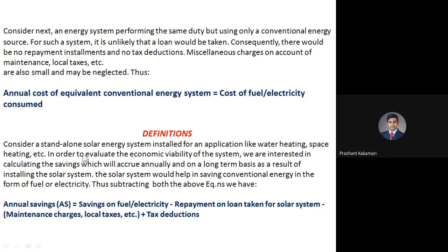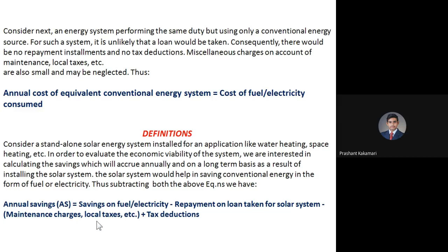Is that clear? So considering a standalone solar energy system installed for an application like water heating, space heating, or an electrical conversion system, in order to evaluate the economical viability, we are interested in calculating different savings. One of them is annual savings. If you take all these values with the negative or positive summations, the net value should be positive. Whatever the amount you have saved from the fuel spendings, if you had gone for a conventional system, what was your spending monthly or annually? What total you have to pay?